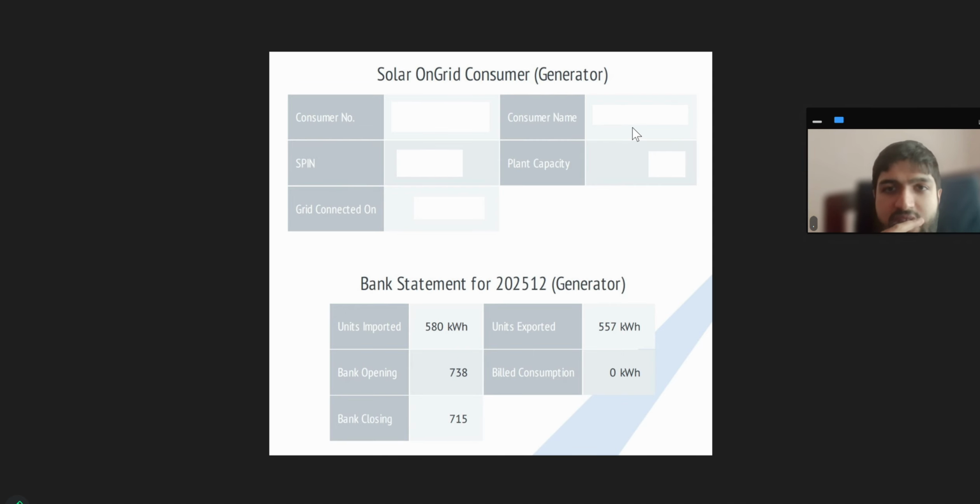That is mentioned here. The plant capacity here, 700 units has been generated for a plant capacity of about 6.54. Now, whichever date the grid is connected, that is mentioned here. The bank statement for December: units imported will be 580 units, and units exported is 557.